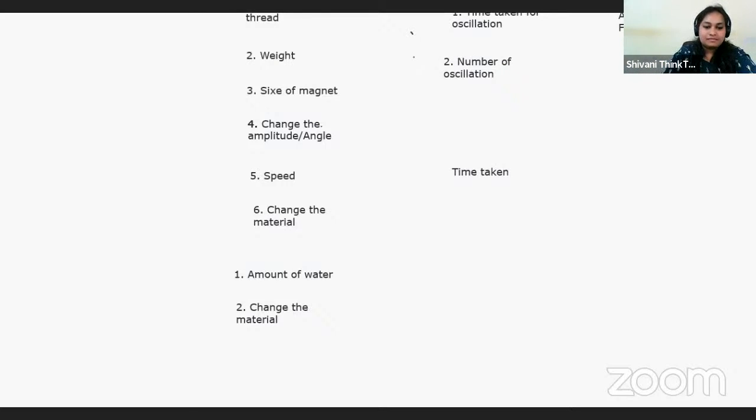Ma'am, the blowing time. Blowing time, okay. So is blowing time independent or dependent? What do you want to observe? By changing the amount of water, what do you want to observe? What is the dependent here? The color change. Okay. By changing the material, we'll say the color change. Ma'am, what if you take a deep breath and blow through the straw?